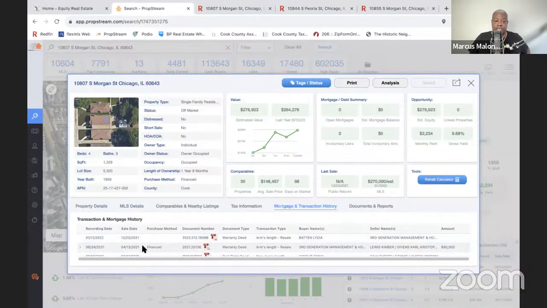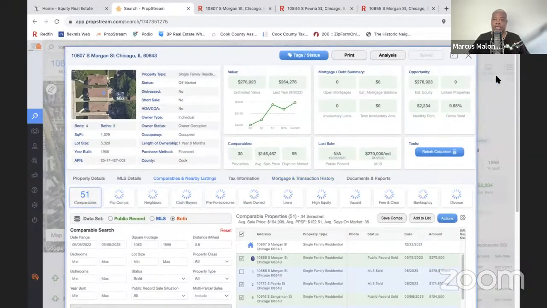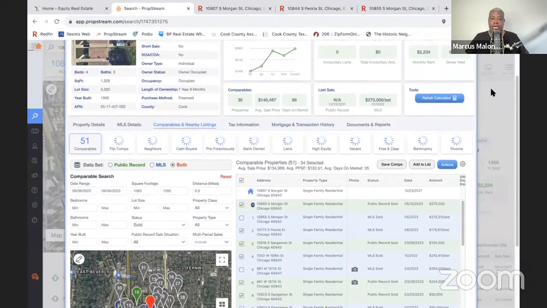But you can also see the history again. We bought the property from Kimberly Lewis and Carl Givens and Christopher Givens for $90,000. We held it for about 8 months and then turned around and sold it for $270. Okay. So let's look at the comparables, because this is the reason why we are here, right?